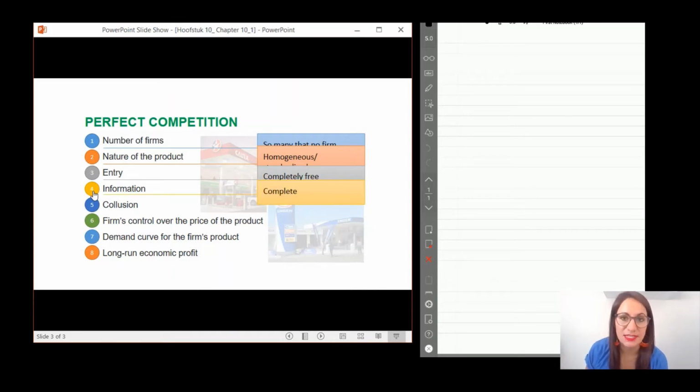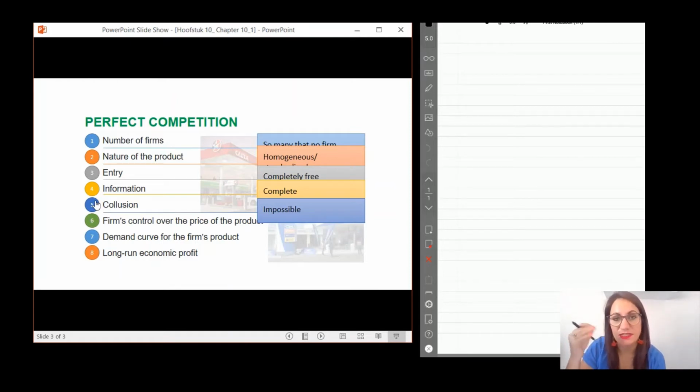Information is completely accessible to the consumers. Collusion is impossible. So firms like Caltex and Engen and Sasol and Shell cannot collude to set the price of petrol. Therefore, the firms cannot have control over the prices. The price is set in the market.